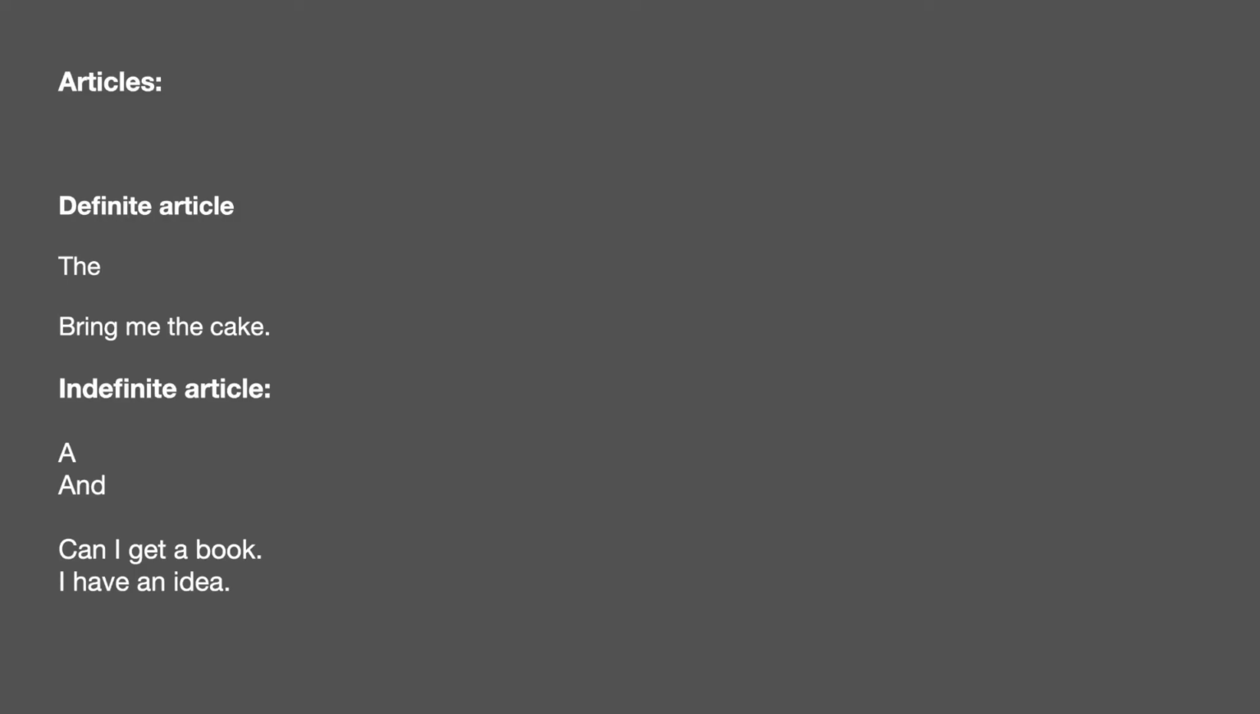An indefinite article indicates that a noun refers to a general thing or a general idea rather than a specific thing, idea, or object. Can I get a book? I have an idea. Notice that it refers to an idea and you use an because the word starts with a vowel. I'm not referring to a specific idea, just an idea that probably just occurred to me.